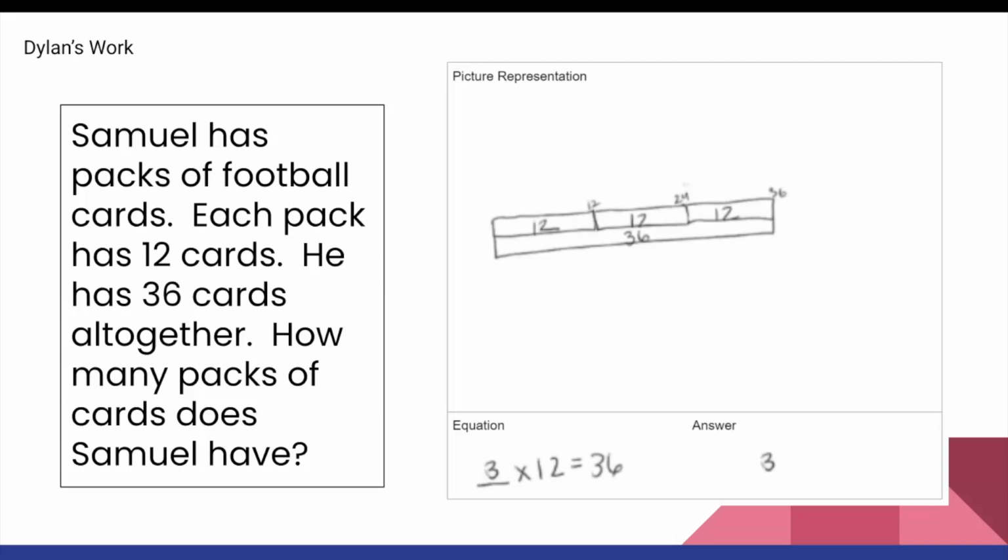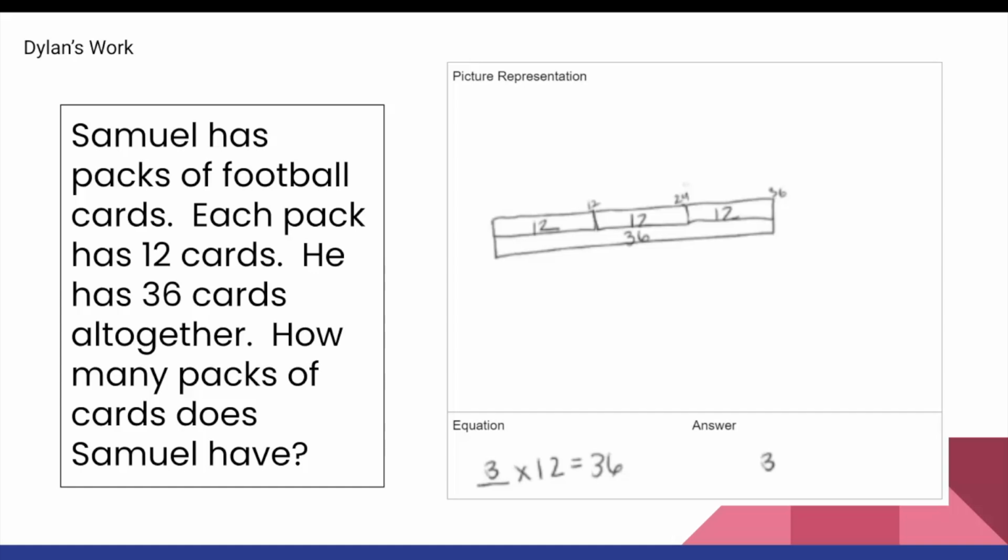looking at his pictorial representation, I can see that he has a bar diagram with a whole of 36, and that 36 being broken up into 3 equal pieces, each with 12 inside of them. So that pictorial representation would receive a score of 2 because it accurately depicts the context of the word problem.